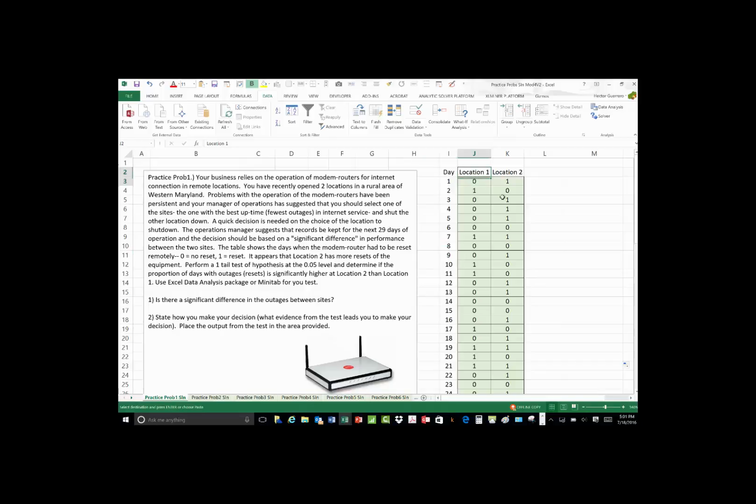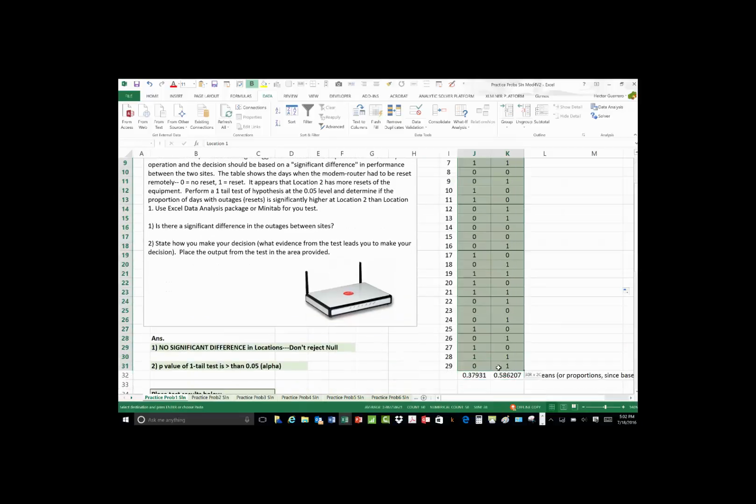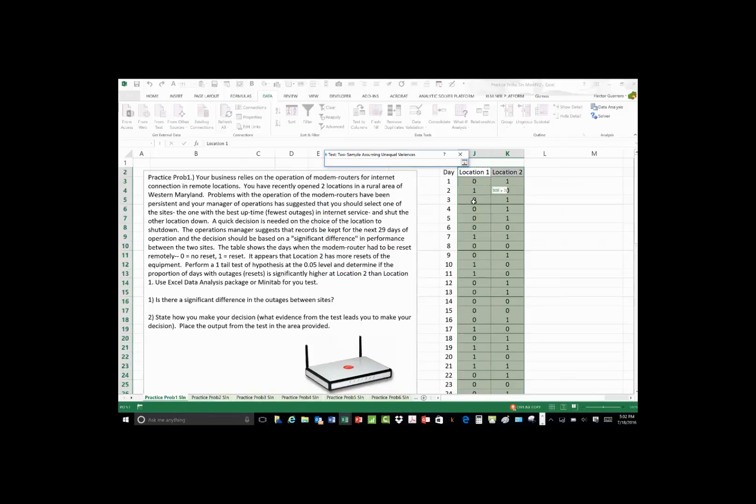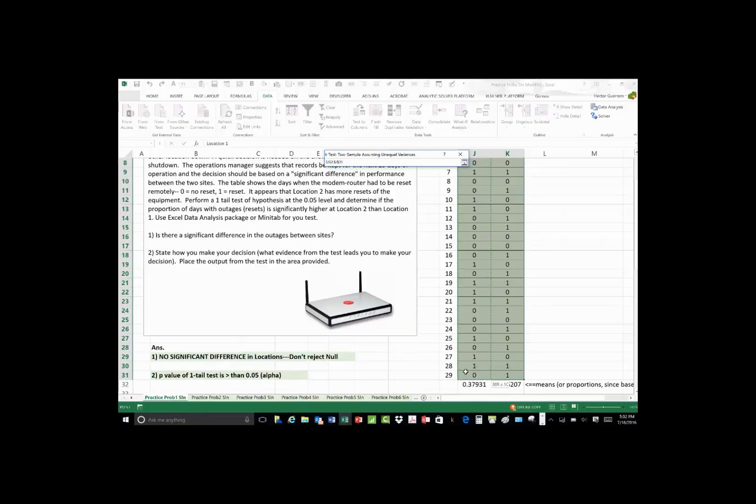Let's grab our data. Then we're going to go to the Data tab, then to Data Analysis, and we have near the bottom a t-test, two-sample, assuming unequal variances. Don't use the paired because the paired is about before and after testing. We hit OK. Our data is already in here. I've captured the data from before. Let's just grab this whole area here.